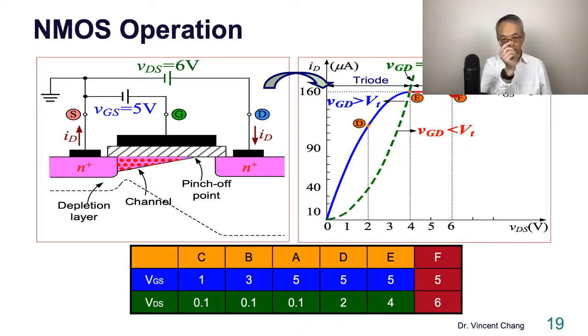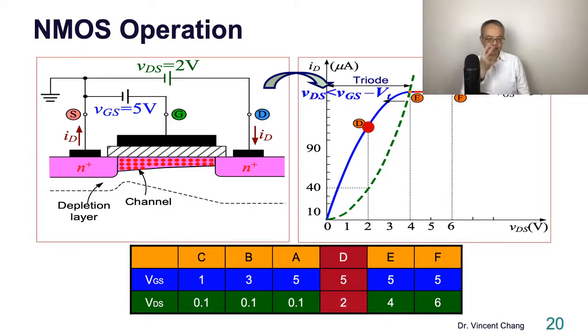Two inequalities and one equation. The second representation scheme to describe the three conditions: triode, boundary, and saturation. Here's another one. The inequality tells us 2 is less than 5 minus 1. Do you understand what I'm saying? VDS is less than VGS minus VT. 2 is less than 4.